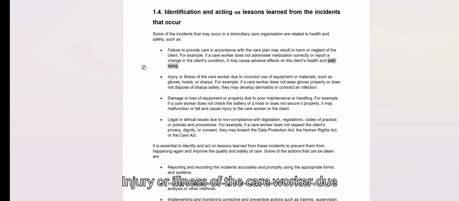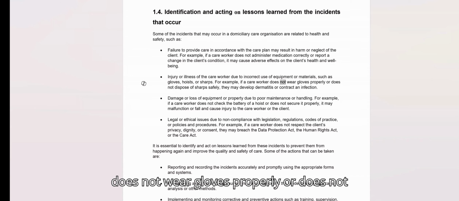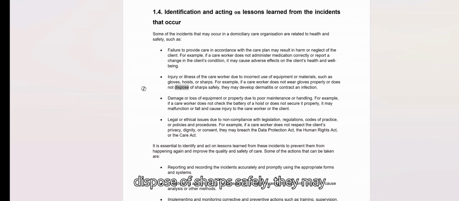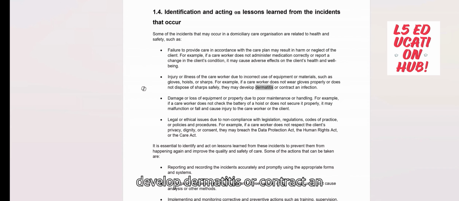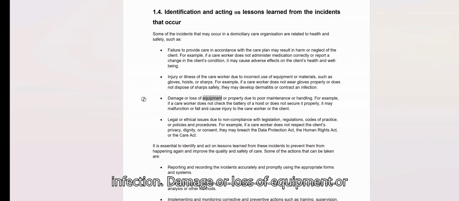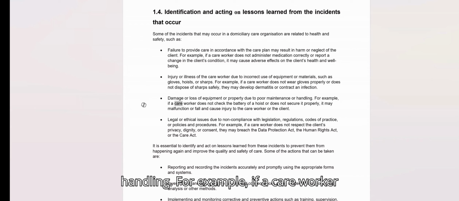Injury or illness of the care worker due to incorrect use of equipment or materials, such as gloves, hoists, or sharps. For example, if a care worker does not wear gloves properly or does not dispose of sharps safely, they may develop dermatitis or contract an infection. Damage or loss of equipment or property due to poor maintenance or handling. For example, if a care worker does not check the battery of a hoist or does not secure it properly, it may malfunction or fall and cause injury to the care worker or the client.